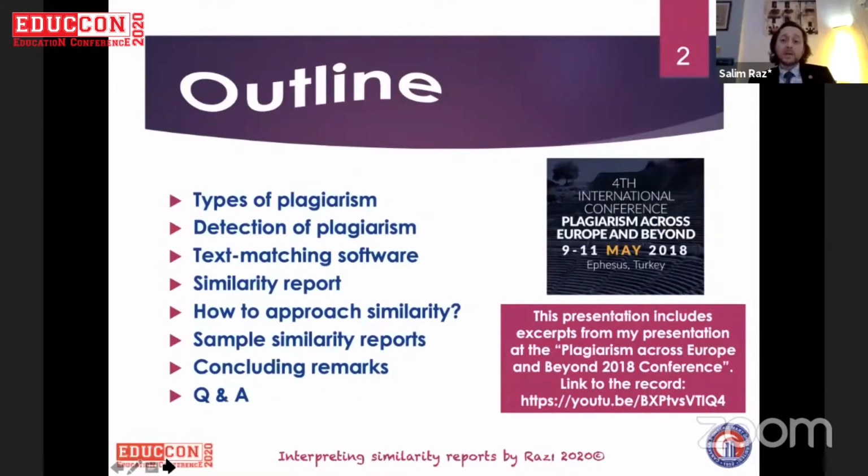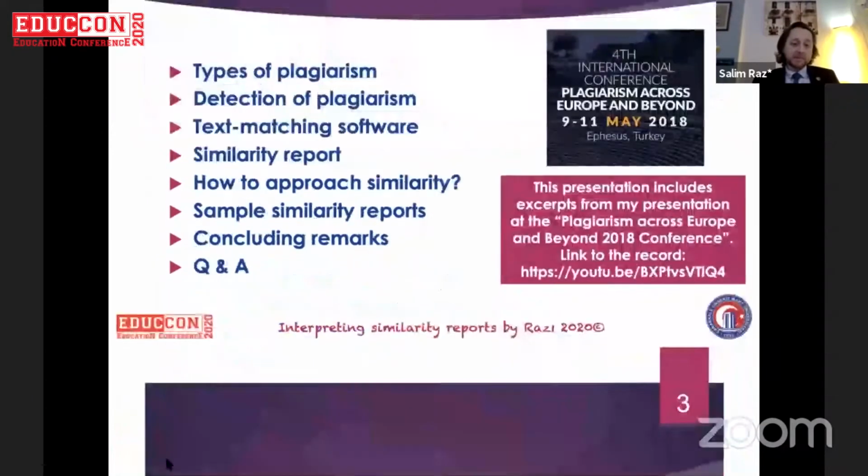I'd like to provide the definition of plagiarism so that we can have a consensus on understanding the same concept here. And then I'm going to provide some different types of plagiarism incidents. And then I'm going to illustrate how we can detect plagiarism within this perspective, how we can benefit from text matching software, and what we mean by text matching software similarity reports, how to approach similarities, and what is the difference between similarity and plagiarism. I'll try to illustrate this with reference to several examples.